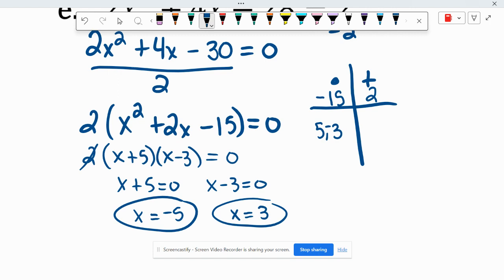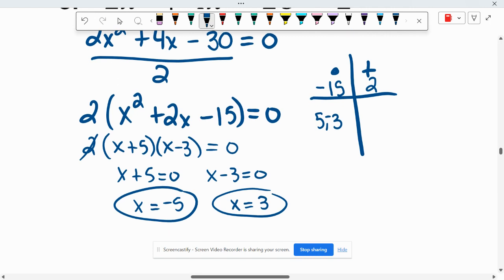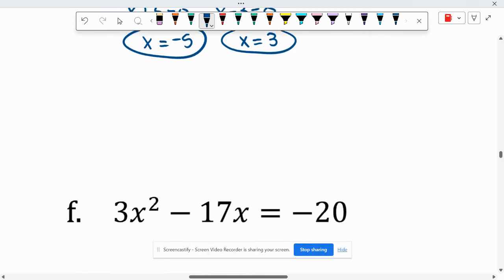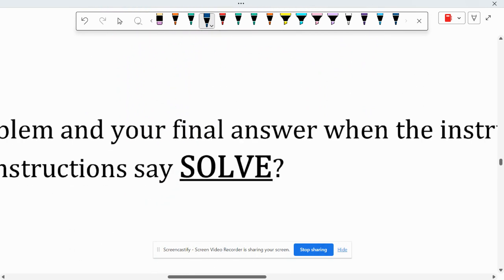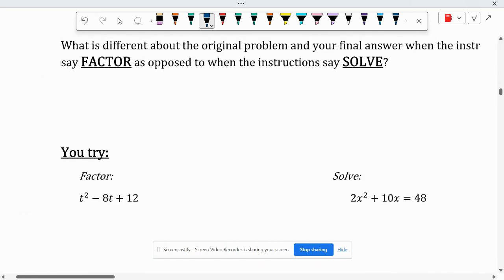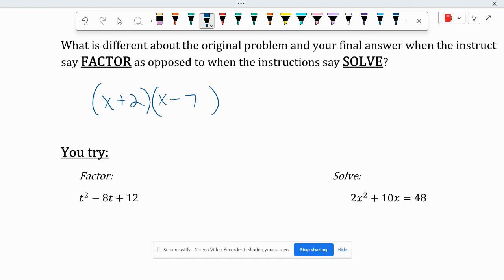So I'm going to drop down to this note at the bottom that says, what is different about the original problem and your final answer when the instructions say factor compared to when the instructions say solve? What is different? So when they say factor, I get something that looks like this, right? Like x plus 2, x minus 7. This is what you get when you see factor. You get the product of two binomials.